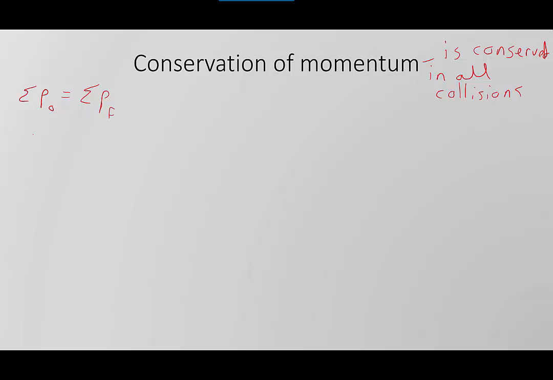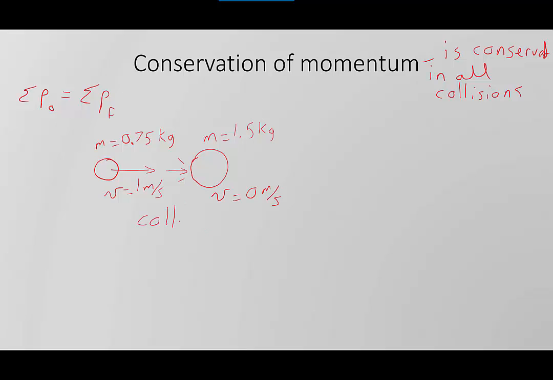So let's take an example. Let's say that we have a ball that has a mass of 0.75 kilograms. It's moving this way at a speed of 1 meter per second. And it collides smack center with another ball whose mass is 1.5 kilograms and whose original velocity is 0. The question is, what's going to happen? Well, after they collide, they do in fact bounce off of each other, and the larger ball gets a speed of 0.67 meters per second.